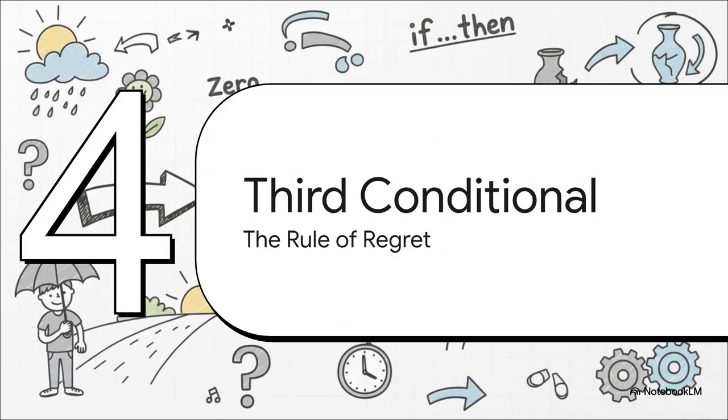All right, for our final journey, we're dialing the time machine all the way back into the past. But here's the catch. The third conditional is used to look at a past that didn't happen. It's all about imagining a different outcome for something that's already done and dusted. This is often the language of regret.